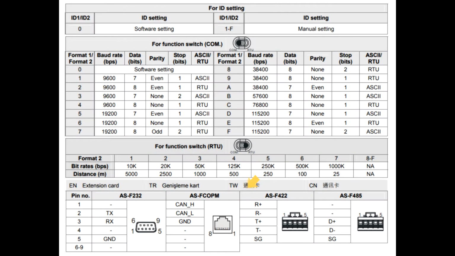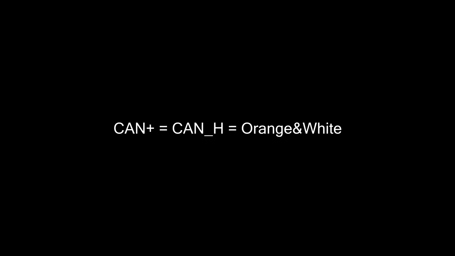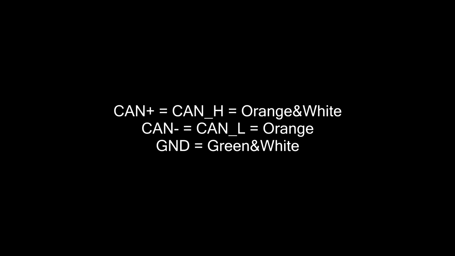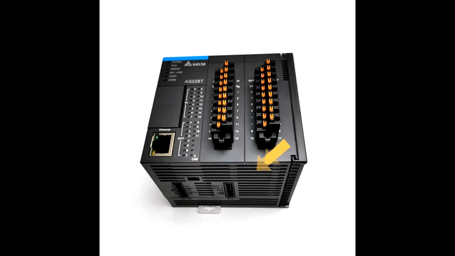When connecting to the CAN open port, the connections are as follows: CAN positive, CAN negative, and ground, which on my network cable is CAN positive, orange and white, CAN negative, orange, and ground, green and white. The CAN open port has a built-in termination resistor on the CPU side and can be enabled by connecting a bridge wire to the pins showing the 120 ohm resistor.